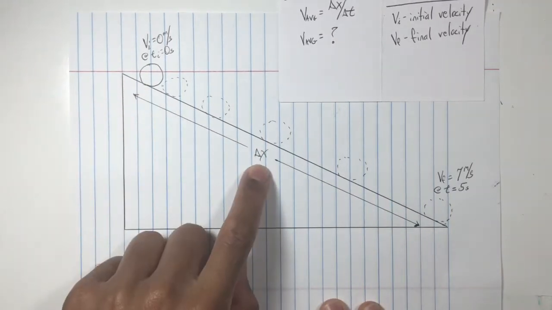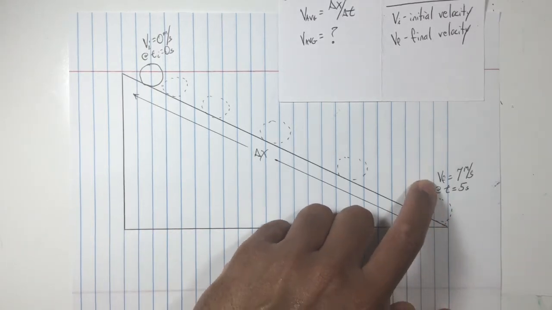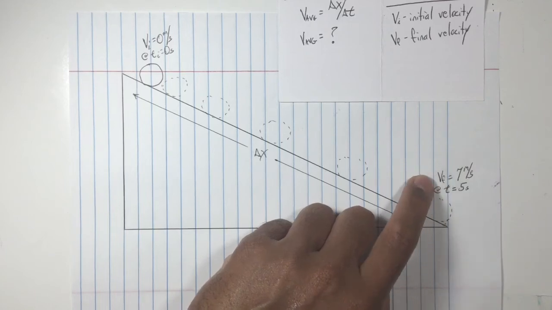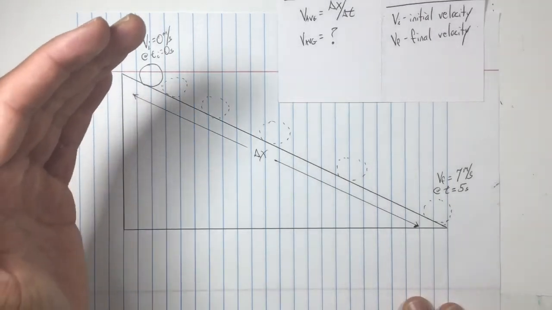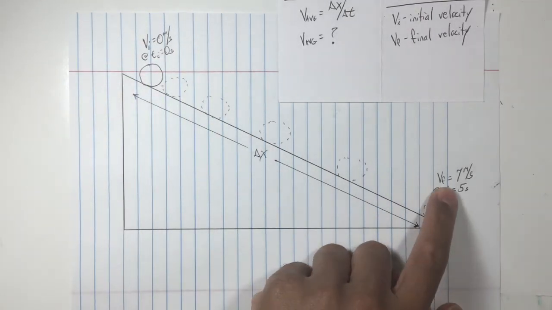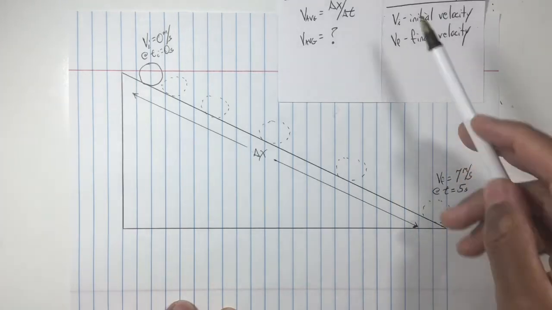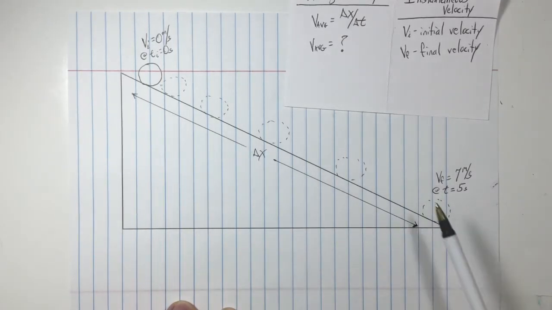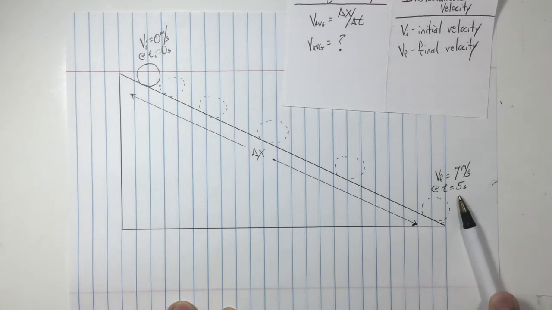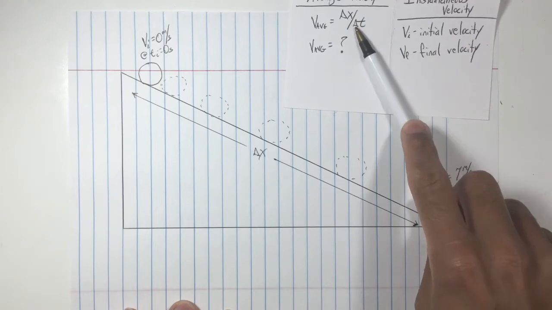It covers, this ramp is some delta x. And when it gets to the bottom of the ramp, let's say the final velocity is just 7 meters per second. I made this number up. It's 7 meters per second at 5 seconds. So let's say the ball has been rolling for 5 seconds, and the final velocity would be 7 meters per second. We can use this formula if we know the delta x, which we can measure, and we know the delta t, which we can clock with a stopwatch. We could find the average velocity.